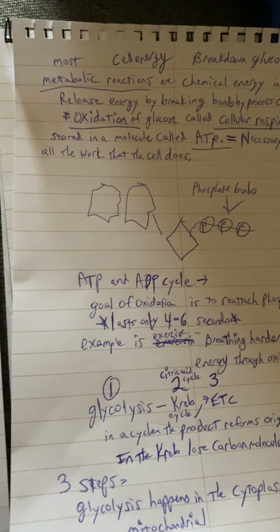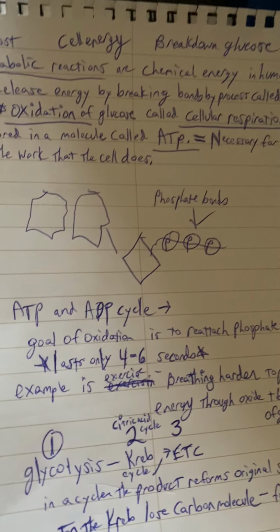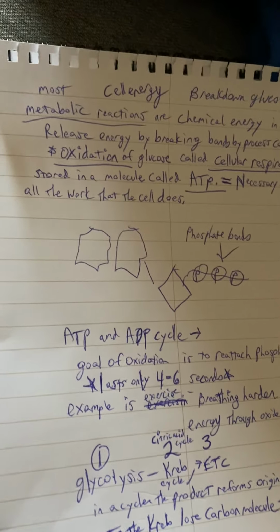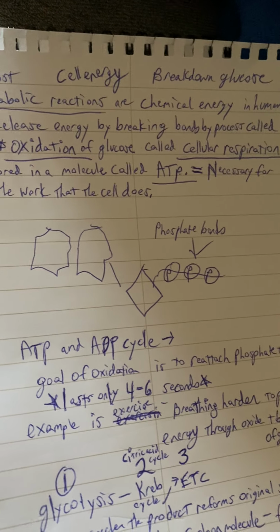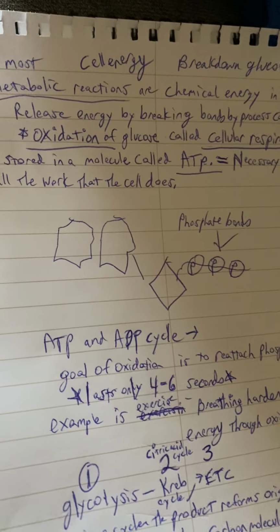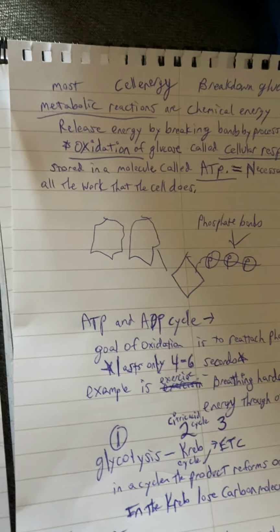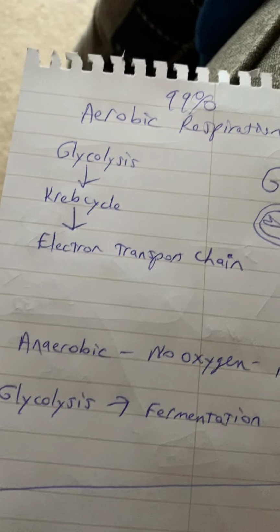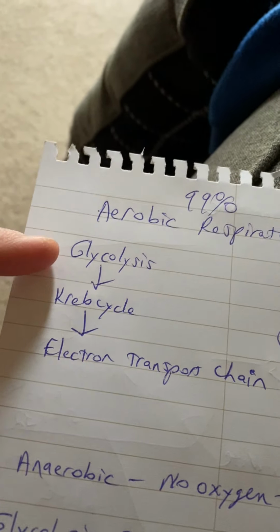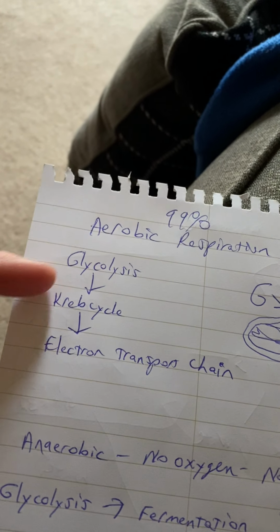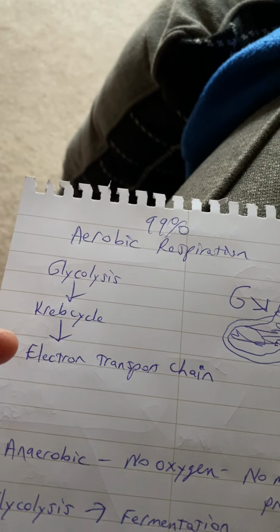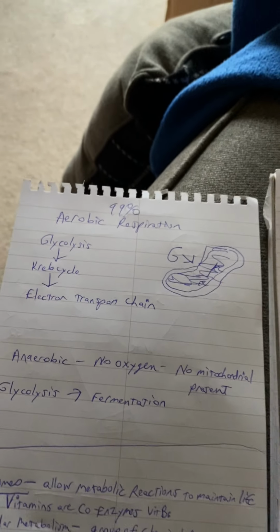Chapter 4, Cellular Energy, Breakdown of Glucose. The point is to have energy and to form ATP molecules. Oxidation is the aerobic process, which allows the process to go through the steps here. Step 1, glycolysis. Step 2, Krebs cycle and electron transport chain.